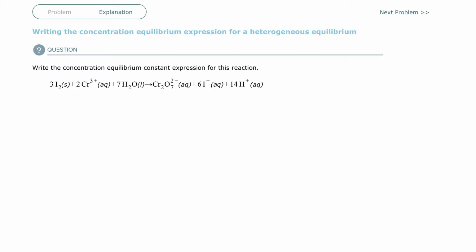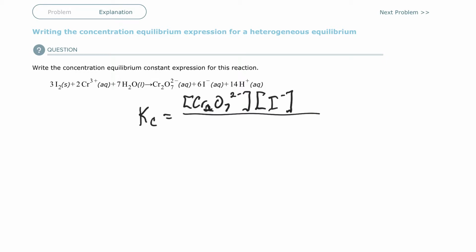All right, so let's do this. The K_c is going to be a fraction. It's going to give you the Cr2O7 2- in brackets because that's the molarity. I look for its coefficient. There is none, so I just keep going. I make it a product then of the I-. The iodide ion has a coefficient of 6, so that becomes raised to the 6th power.